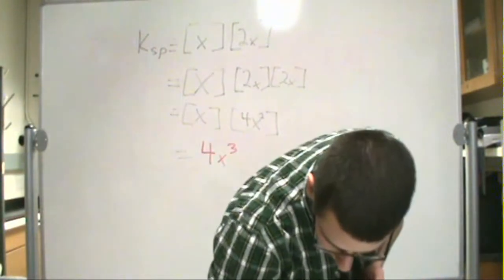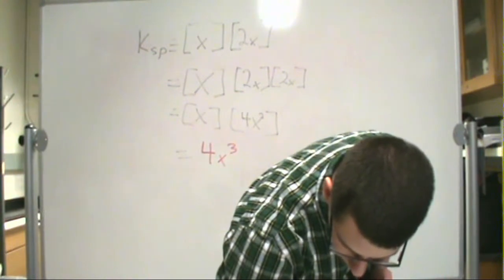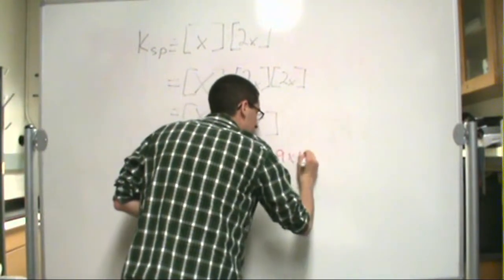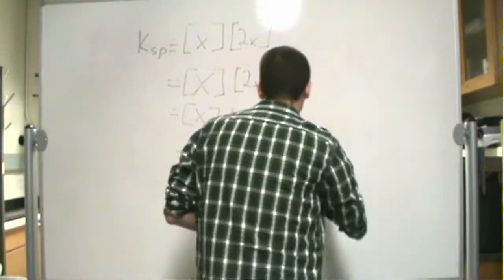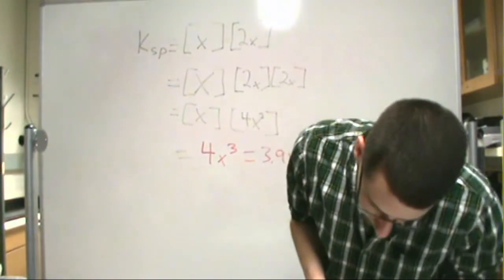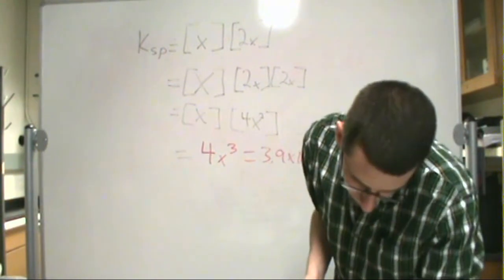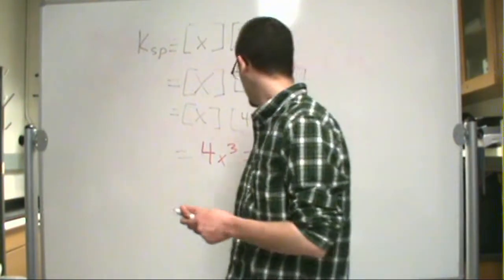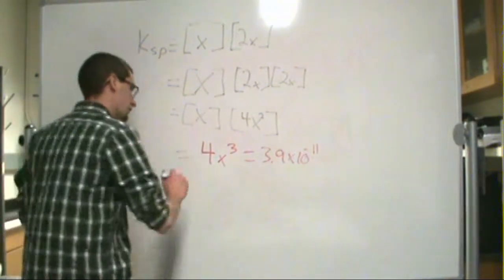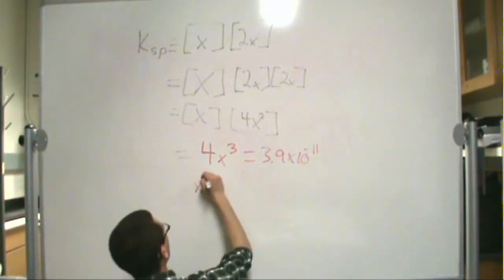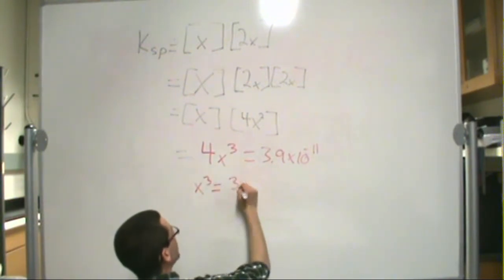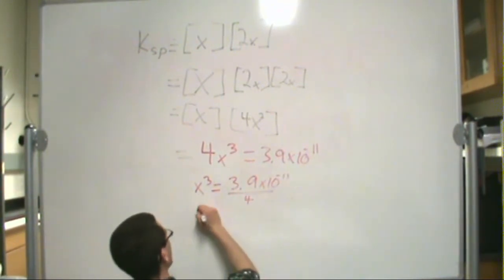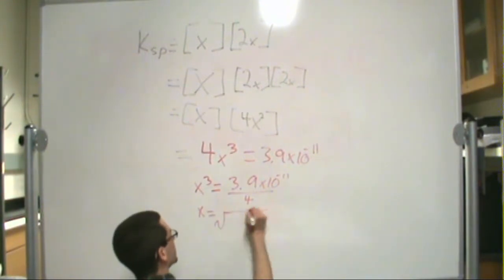And what was our value equal to? So we have a Ksp value equal to 3.9 times 10 to the minus 11. Sorry, had to check my reference book here. All right, so we're trying to determine what the concentration is at equilibrium. So we have to manipulate our equation around. X to the third is equal to 3.9 times 10 to the minus 11th divided by 4. And then we have to take the cube root of this.